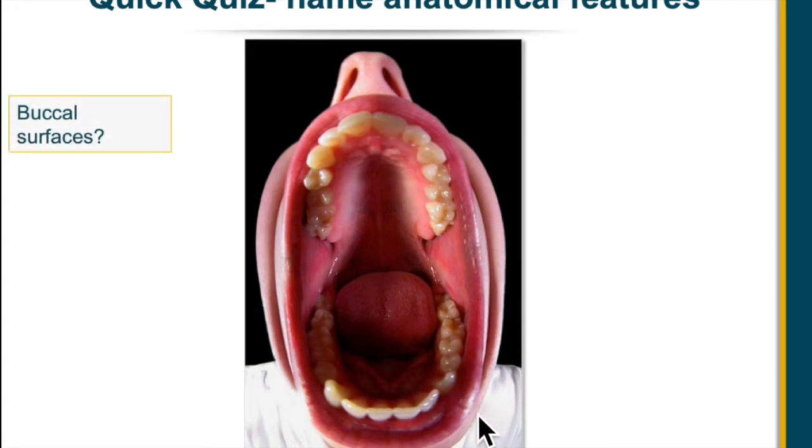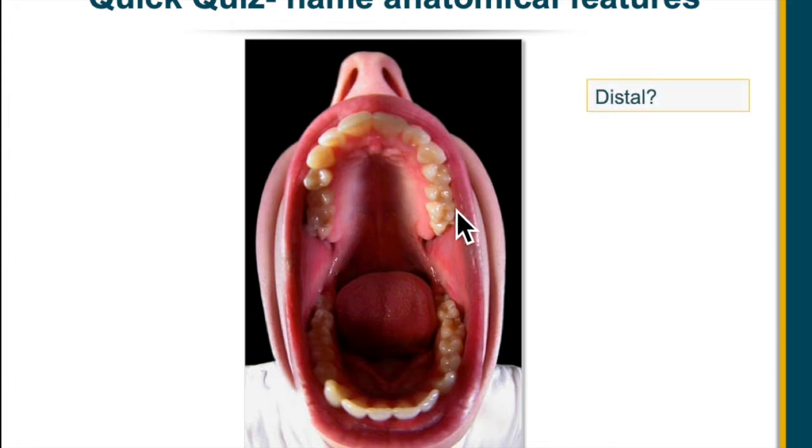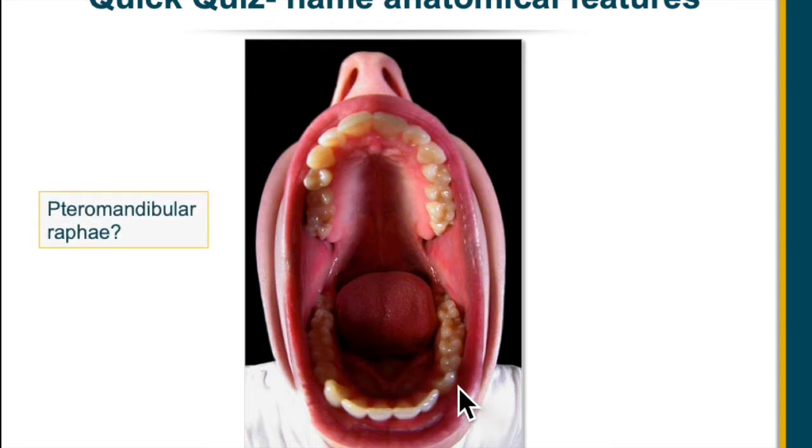Where are the buccal surfaces of the teeth? Buccal, buccal, buccal, buccal. Where are the distal surfaces of the teeth? So the premolars are distal to the canines, distal meaning away from the midline. Here's the midline. Anything farther away from the midline. So the molars are distal to the premolars, which are distal to the canines. Pterygomandibular raphe, I already mentioned that. It's right there.